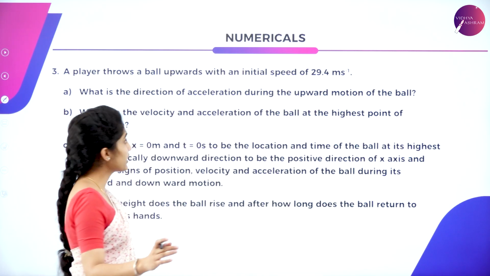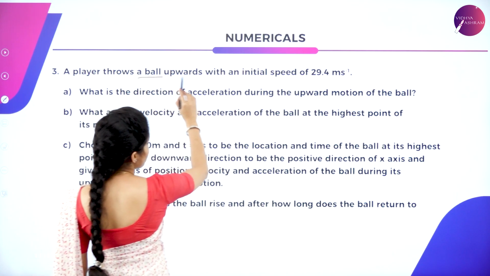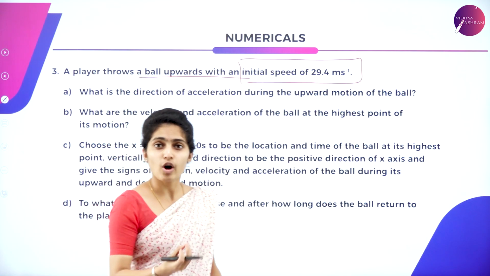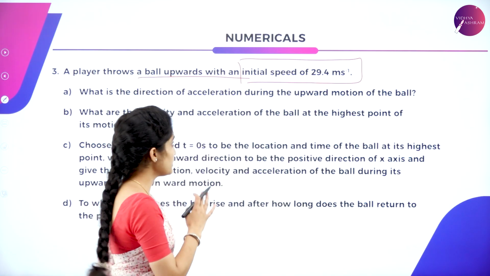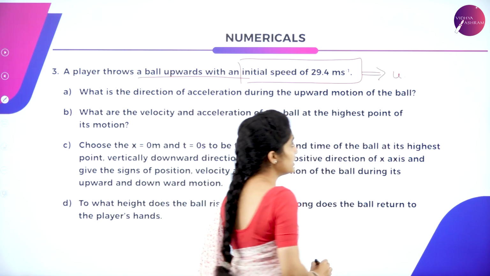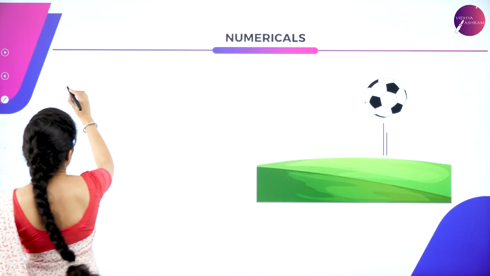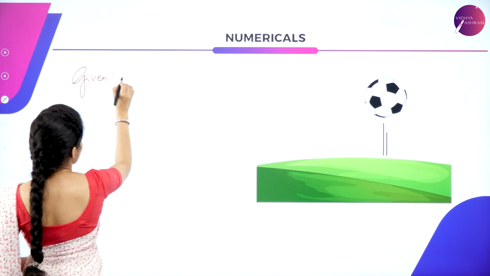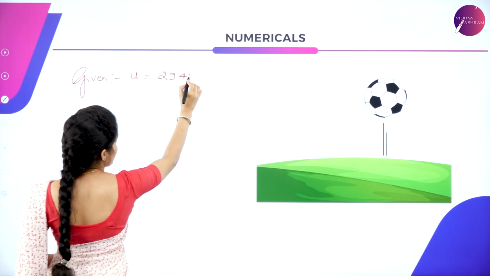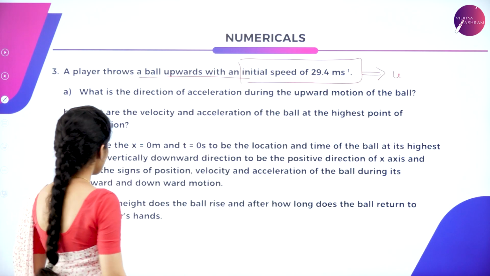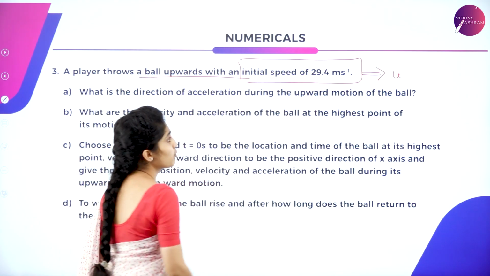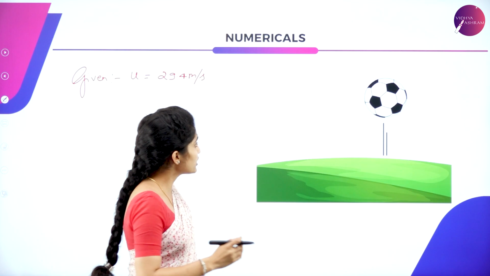So the next sum is: a player throws a ball upwards with an initial speed of 29.4 meter per second. So a ball is thrown upward by a player and the initial speed is said to be 29.4 meter per second. So this is your initial speed. So let us write given: initial speed is 29.4 meter per second. So the first question is, what is the direction of acceleration during the upward motion of the ball? So the ball is moving upwards.